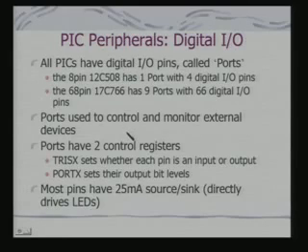And each port has, I told you, two control registers. The TRISx is the port identity register. If I have port A, B, C, D, x will be replaced by A, B, C, D. It sets whether each pin is an input or output pin, that is the direction of input output. PORTx sets their output bit levels. Most pins typically have 25 milliamp source or sink so that they can directly drive LEDs.